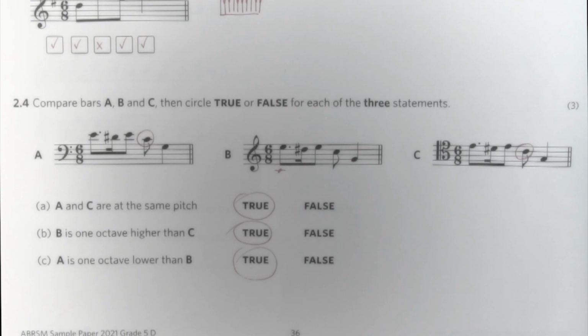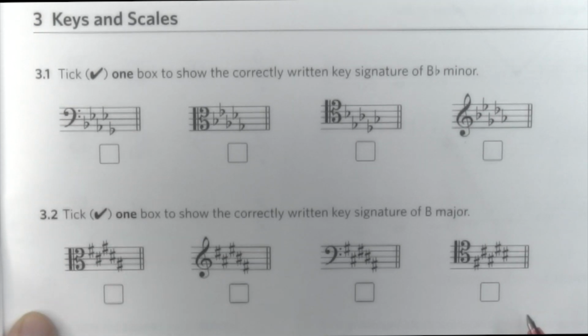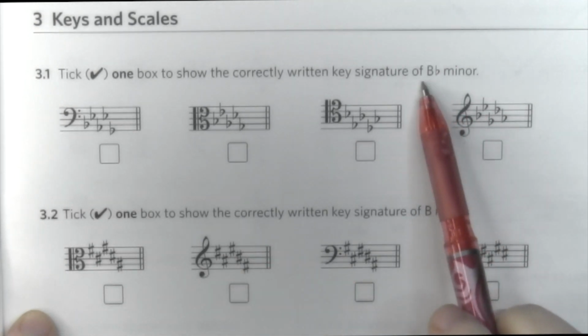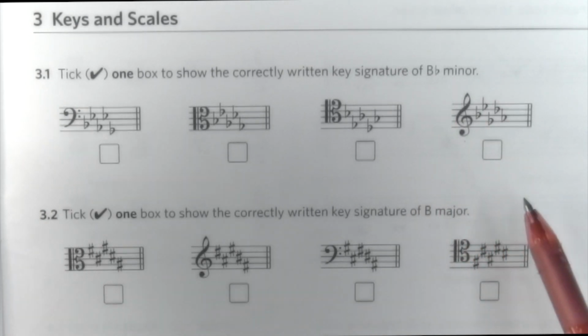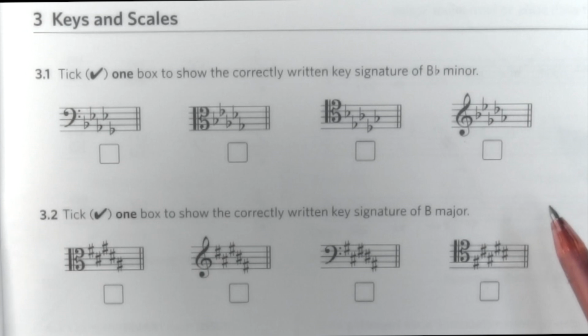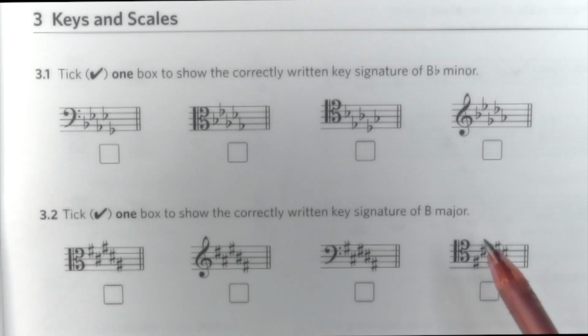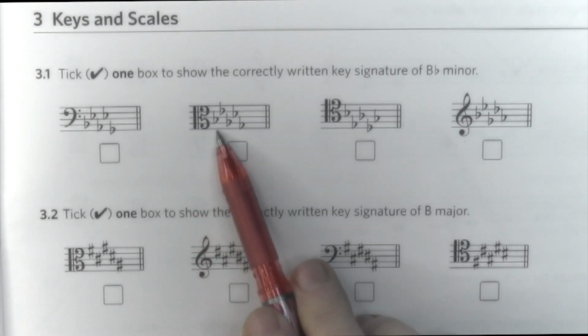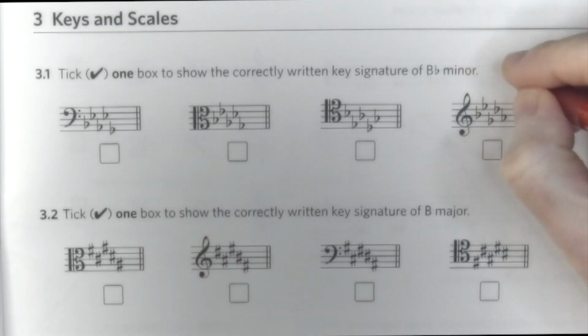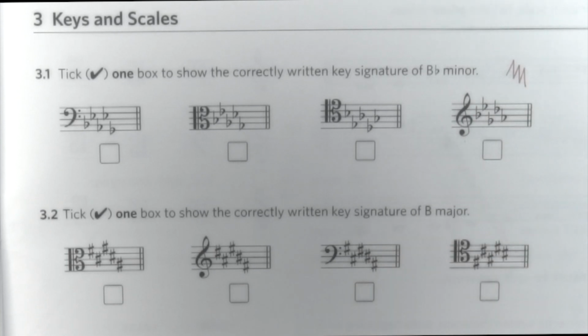Relating to keys and scales, a very important topic in music. These first two questions ask us to tick the key signatures of B flat minor and B major correctly written. To answer this, I strongly recommend you to watch my videos 2A and 2B published on my website and on YouTube. You can click on the links in the description below or on the card up here. In these videos I tell you that the key signatures with flats always have this zigzagging descending shape.